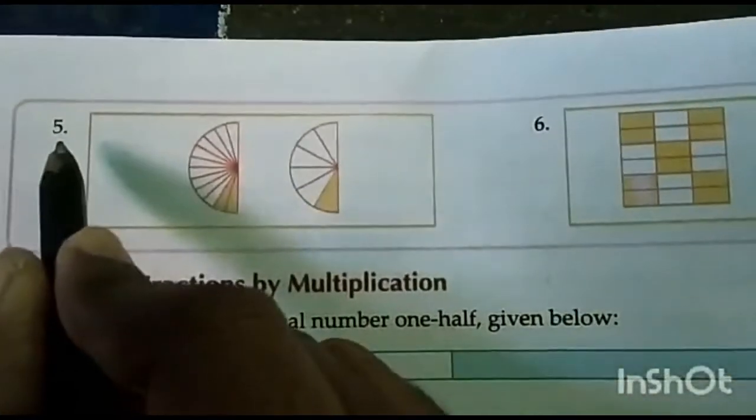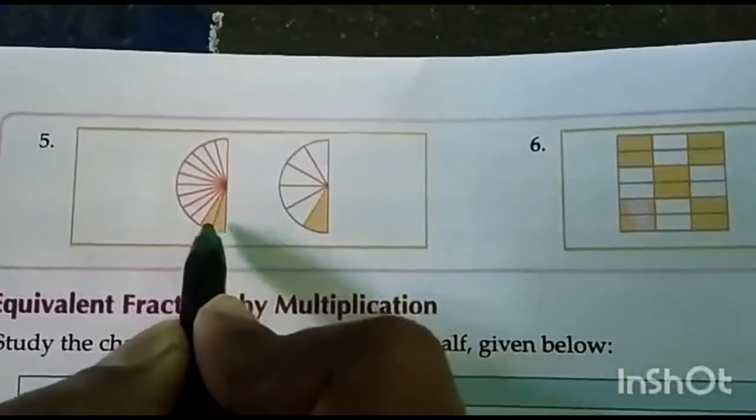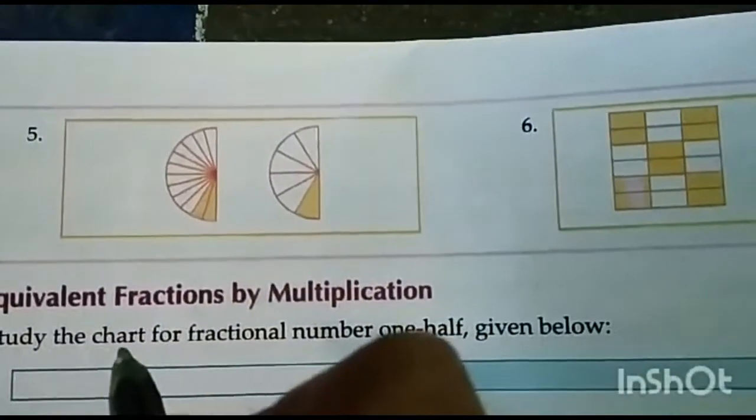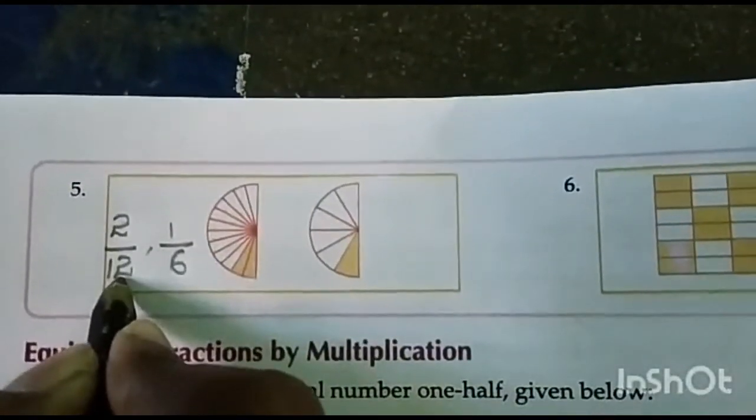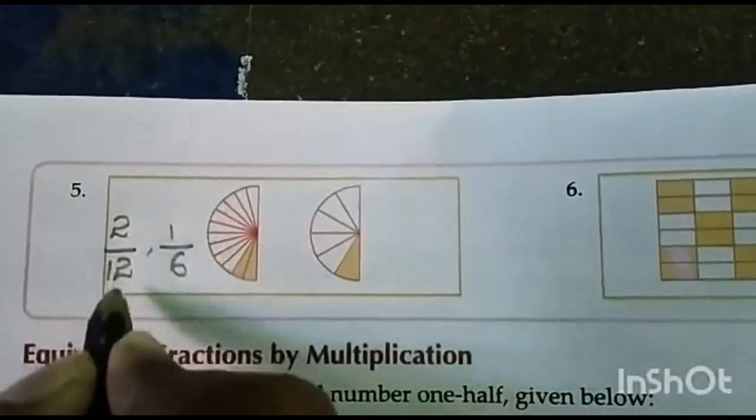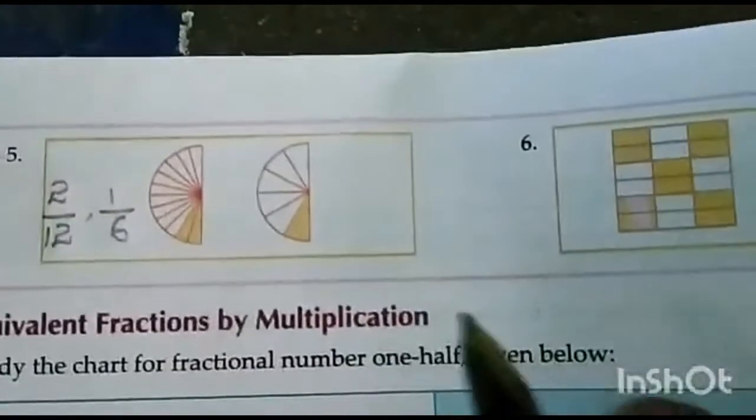Now see the next one, the fifth one. How many boxes are there? 1, 2, 3, 4, 5, 6, 7, 8, 9, 10, 11, 12. Out of 12, how many boxes are shaded? Only 2 are shaded. So the fraction is 2/12. For the other picture, only 1 box is shaded out of a total of 6 boxes. So 1/6. If you cancel 2/12 by 2, it becomes 1/6. Both are equal.